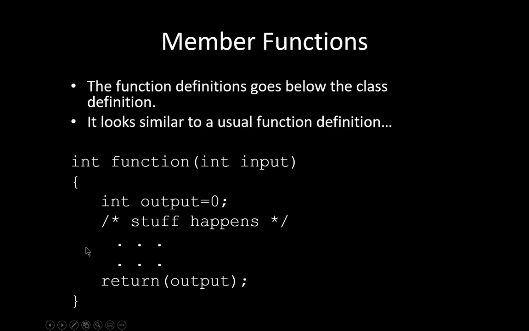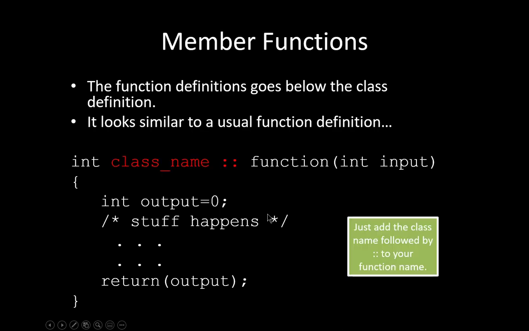And member functions for your C++ class look shockingly similar to what they look like when you write just a regular function. But there are a few minor differences. The minor difference is as part of the first line of your function here. You're going to have your return type, you're going to have your function name, your input parameters, but in between return type and function name, you're going to have to put the class name that you're using, colon, colon, and then the name of your function.